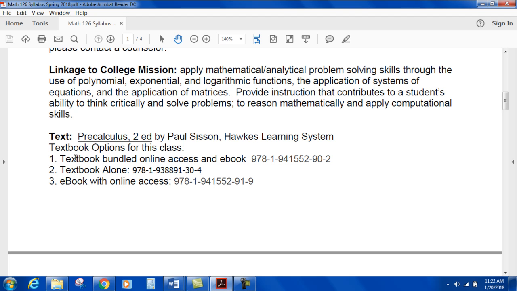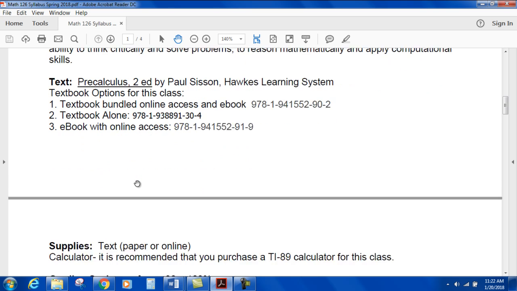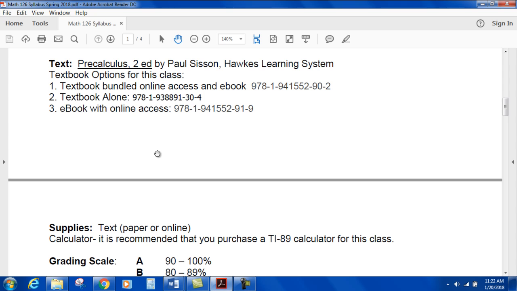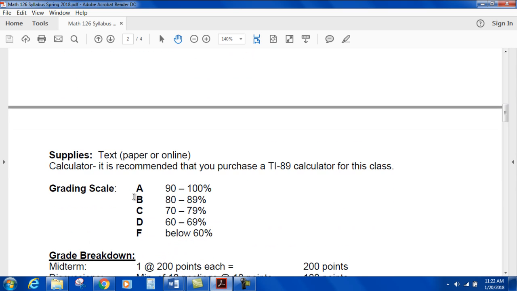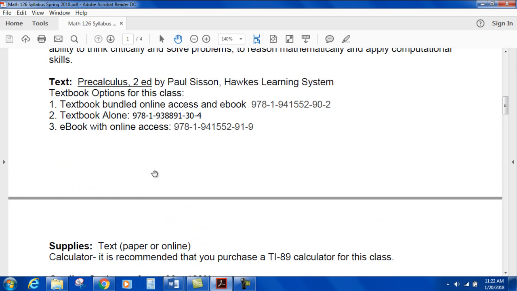You have options for the textbook. You can get the textbook bundle with the online access and ebook. You can get the textbook alone. You can get the ebook with online access. So you have options to save some money. If you're going to do your homework online, you need to use the ebook. Or you need not the ebook, but you need the online access.